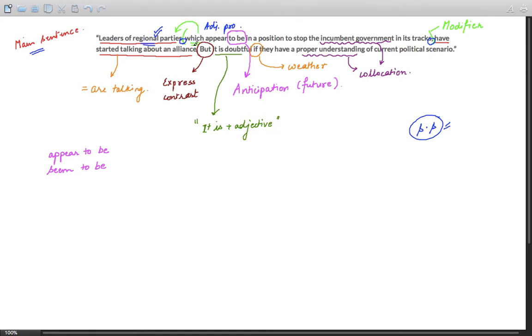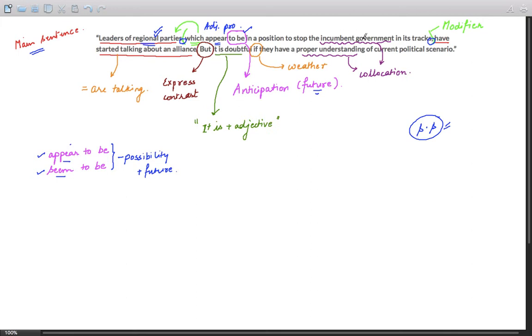Now, there are a few other things to note. The first is which appear to be. Appear to be is the same as seem to be, and you can use either seem to be or appear to be. These two reflect an anticipation, a possibility, and that possibility is in the present as well as mostly in the future. So to be is used when you have a possibility about the future, as explained over here. In a position to stop the incumbent government.